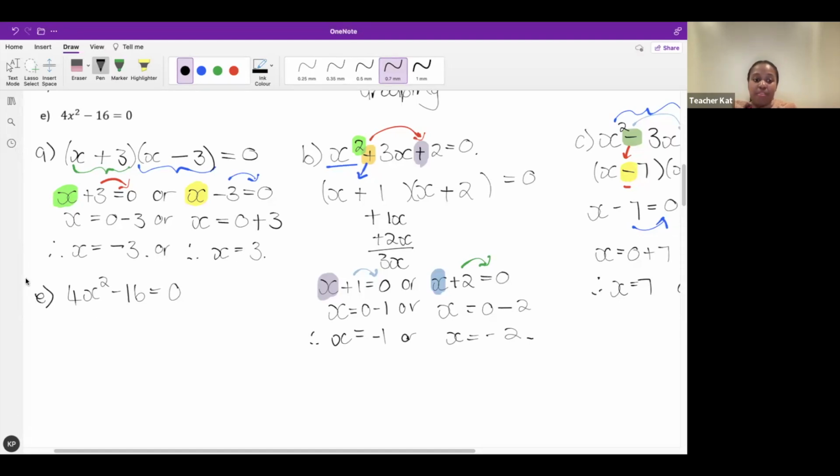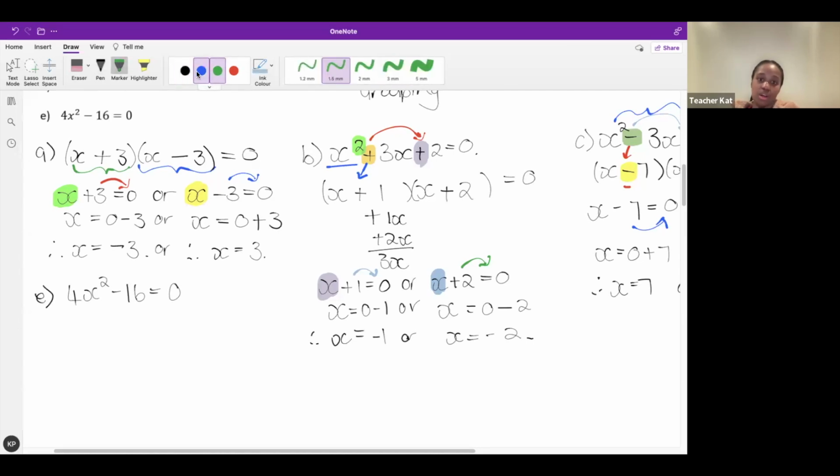Do we have a highest common factor? I have 4x squared minus 16. Is there anything that can go into 4x squared as well as into 16? Think carefully. What do we think?